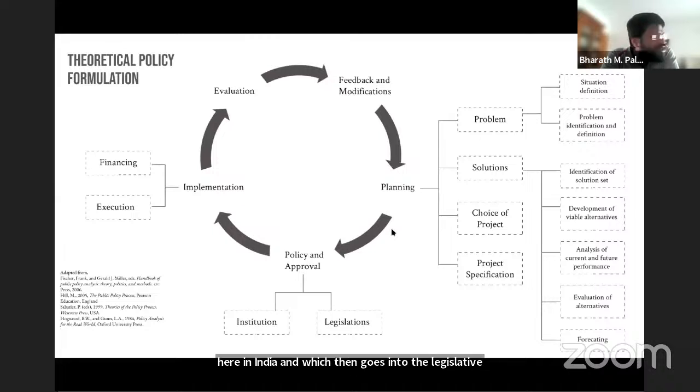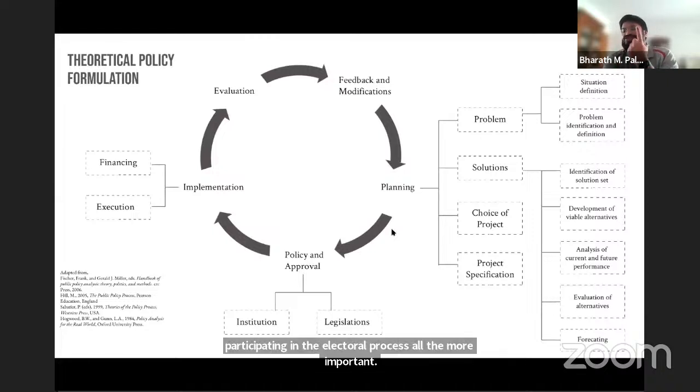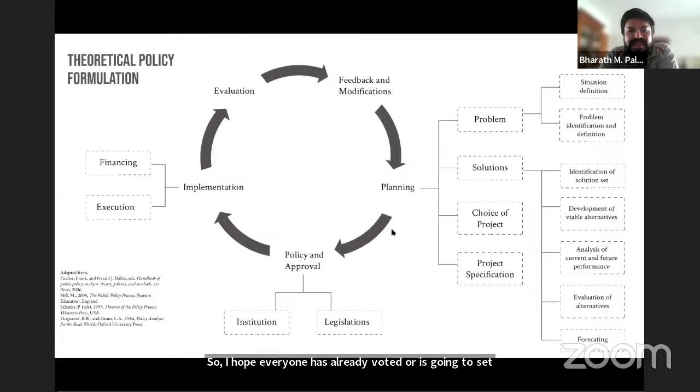We are just going through our elections here in India, which makes participating in the electoral process all the more important. So I hope everyone has already voted or is going to set out to vote.